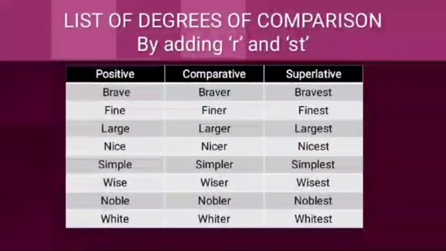Let's start with how degrees of comparison are formed. First, some adjectives form the comparative degree by adding r to the base form and the superlative degree by adding st. Here are some examples: brave, braver, bravest; fine, finer, finest; large, larger, largest; nice, nicer, nicest; simple, simpler, simplest; wise, wiser, wisest; noble, nobler, noblest; white, whiter, whitest.